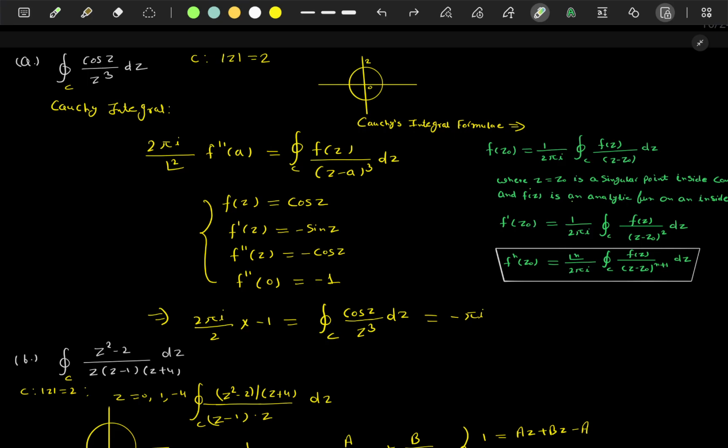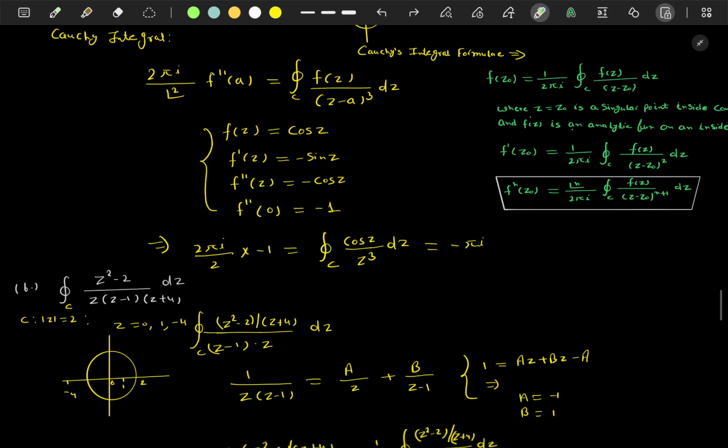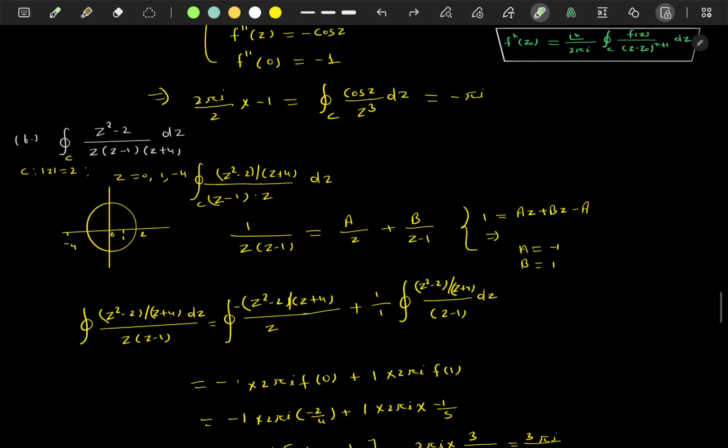But if in the denominator it is not a z minus z naught structure, and it is z minus z naught to the power 2, 3, anything except 1, then you will differentiate the function n minus 1 times, and then you will get the answer. The same process will be repeated again and again.